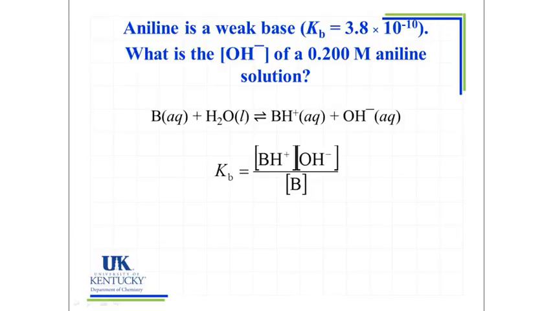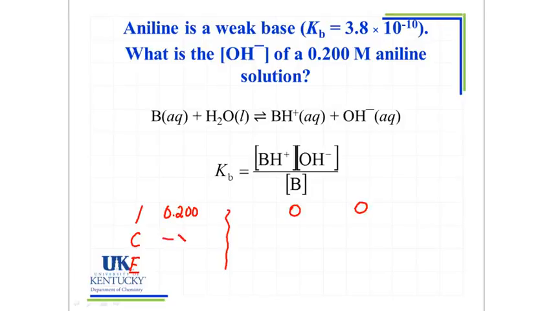Now, to solve this, what I want to look at is setting up an ICE table. I know that I'm going to have an initial concentration, a change in concentration, and an equilibrium concentration. My initial concentration of my base is given as 0.200 molar. For water, I don't worry about that. It doesn't have a concentration because it's a pure substance. For BH+ initially is 0. For OH- is initially 0.